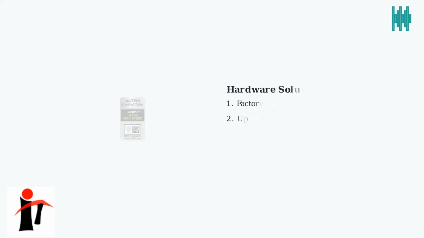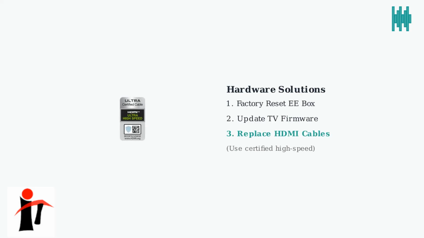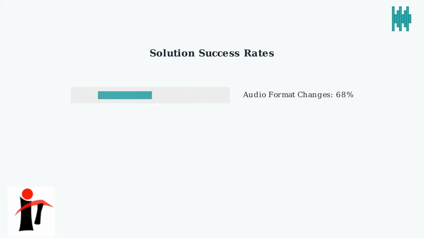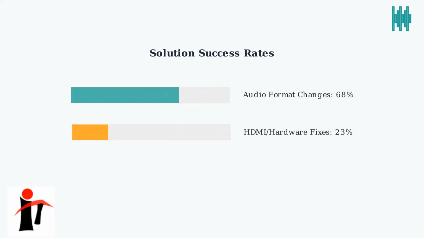If software settings don't resolve the issue, try these hardware solutions. Factory reset your EETV box, update your TV's firmware, and replace HDMI cables with high-speed certified versions. These solutions resolve about 90% of persistent volume issues. Audio format changes fix 68% of cases, while HDMI-related fixes handle another 23%.